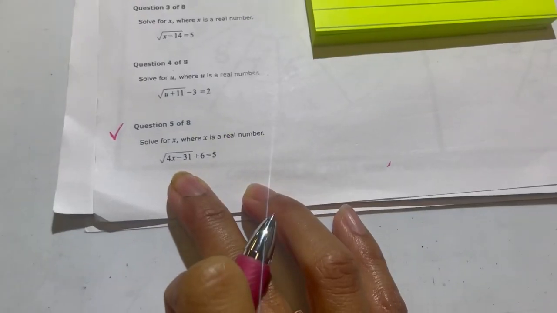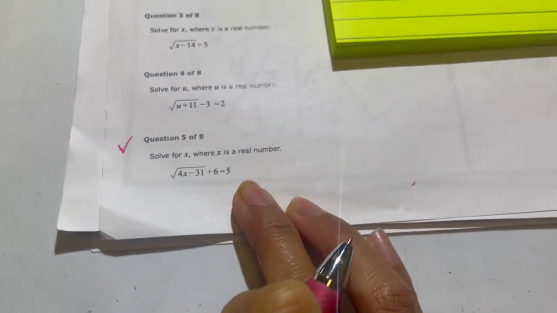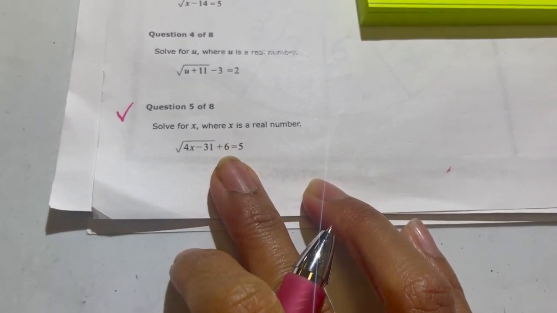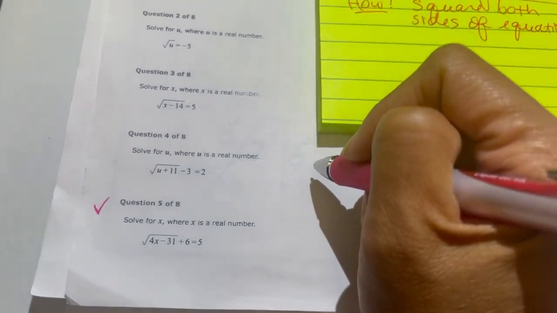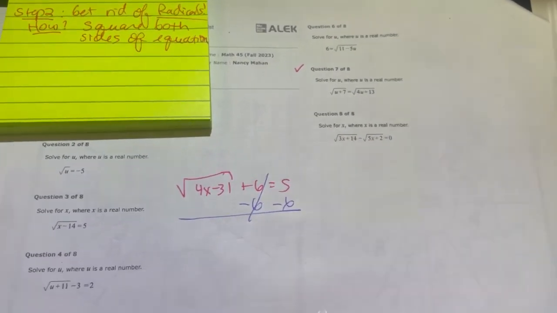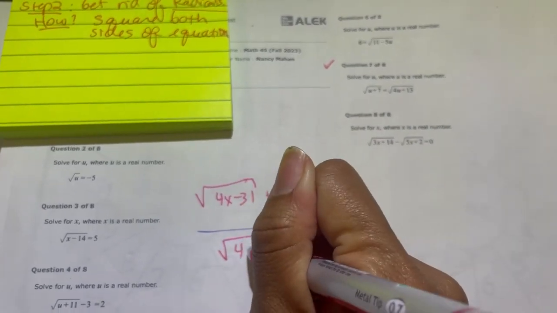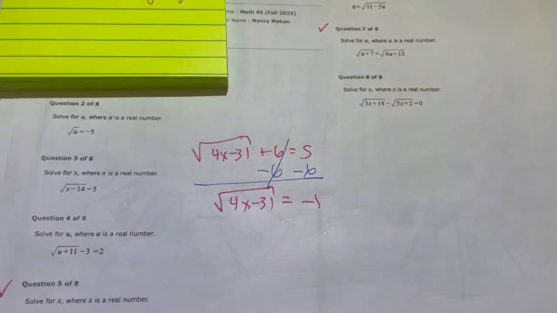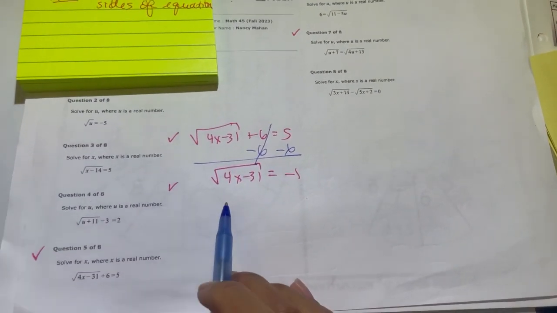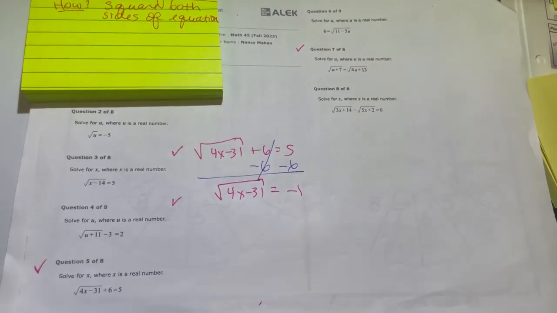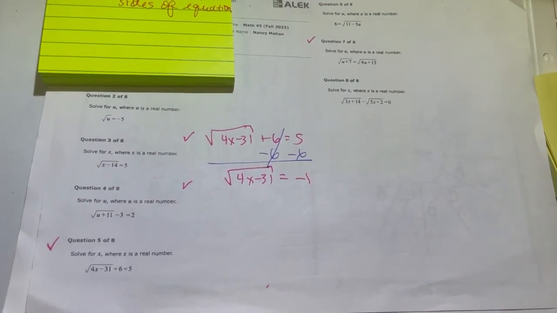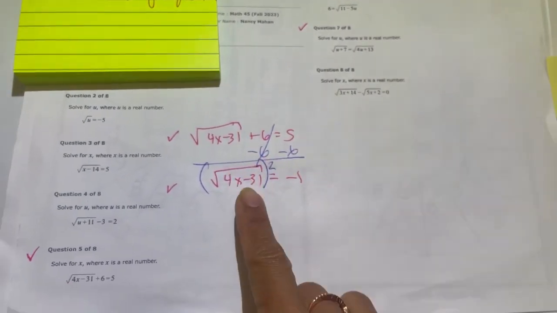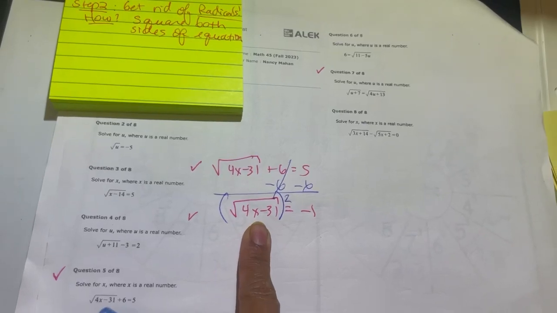Let's take a look at the square root of 4x minus 31, plus 6, is equal to 5. The first step is to subtract 6 on both sides. If I subtract 6 on both sides, this becomes 0. So I end up getting the square root of 4x minus 31 is equal to negative 1. Step 2 is now I want the radical to disappear. How do you get a radical to disappear? You square it, or multiply it by itself, right? So I'm going to square it, because when you multiply this by itself, what do you end up getting?